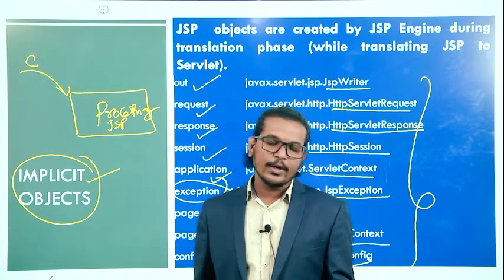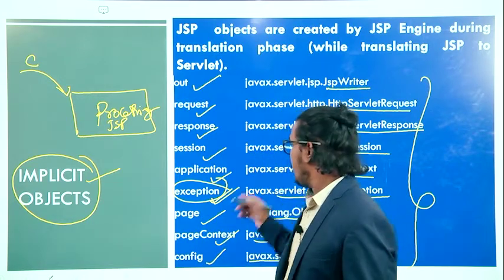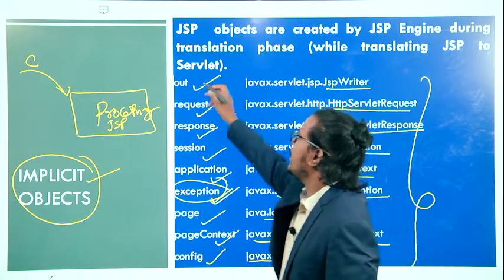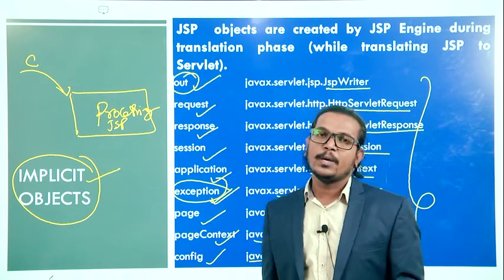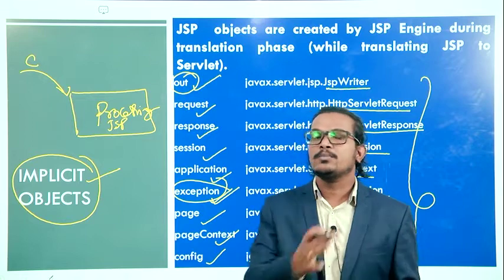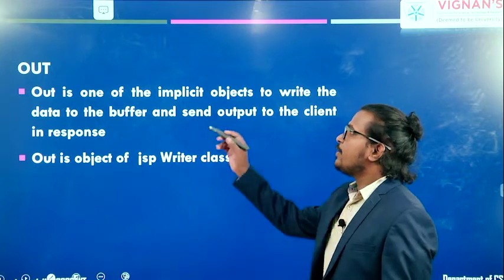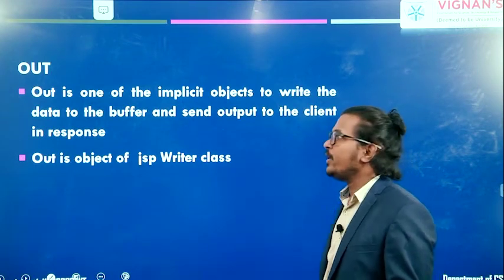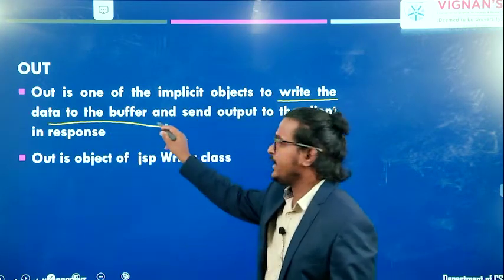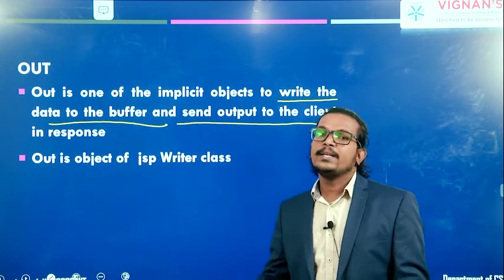Clear? After that you have to import all these packages in your program. Next we'll see what the out object is, what its functionality is, and what its role is while forwarding the response back to the requested client. So first we'll see that. With the help of this out object, we are writing the data to the buffer, and we are sending that output to the requested client.